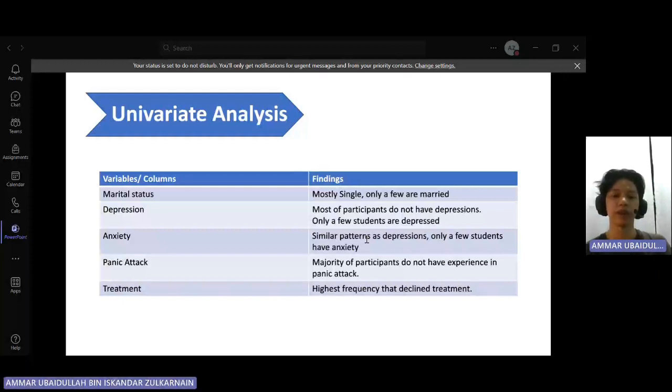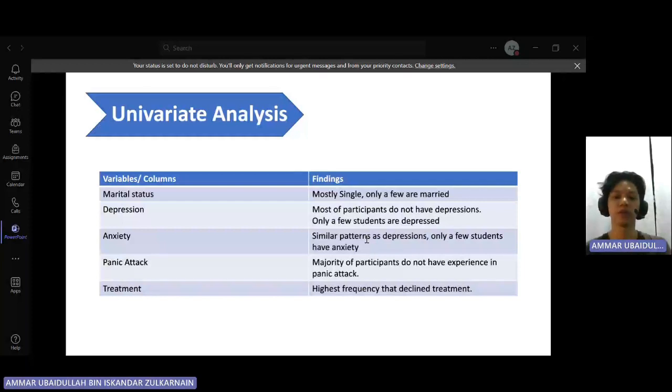Then our next variable is anxiety. The pattern for anxiety is similar to that of depression. As you can see in the graph in the report, most of the participants do not have anxiety problems. It's important to note that anxiety is not the primary factor leading to depression among students. This is our assumption because some students might have anxiety, but they do not have depression.